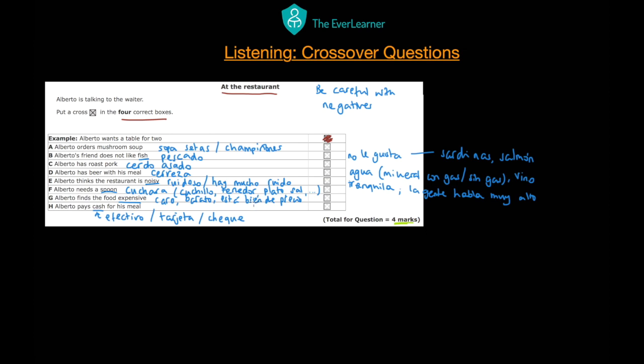Let's now listen to the recording. Remember, you will listen to these people talking. Four of these statements are correct. You need to cross the four correct statements. After the recording, we are back looking at the transcript. Good luck with this.